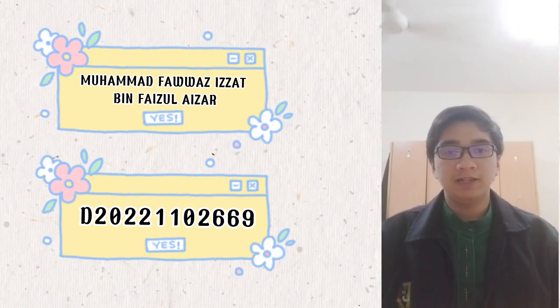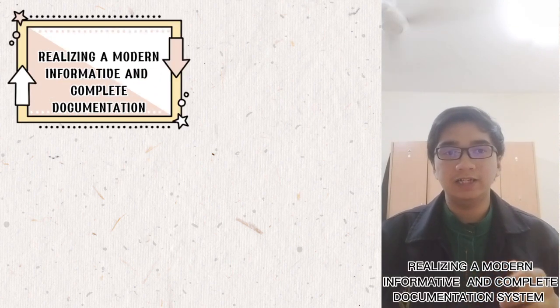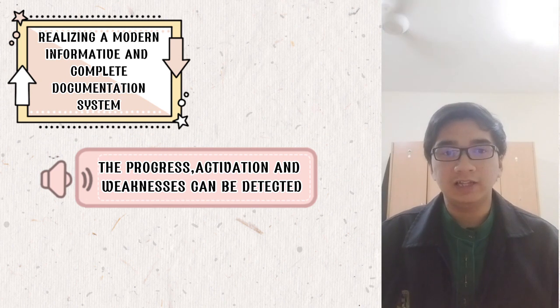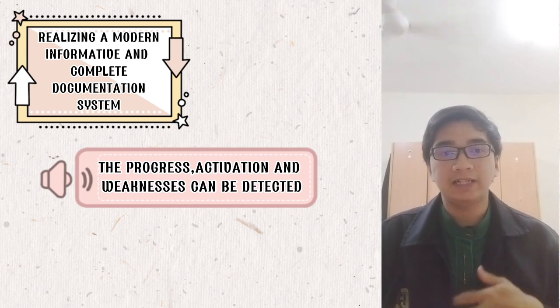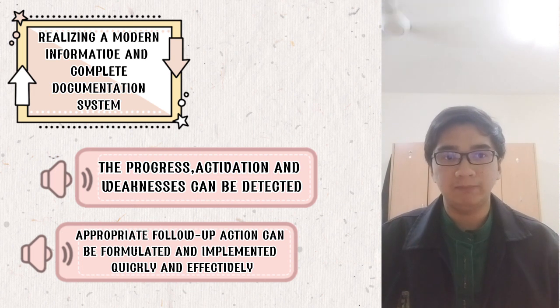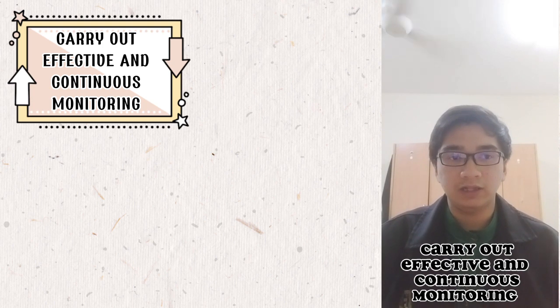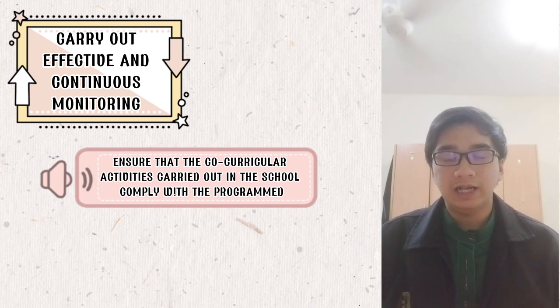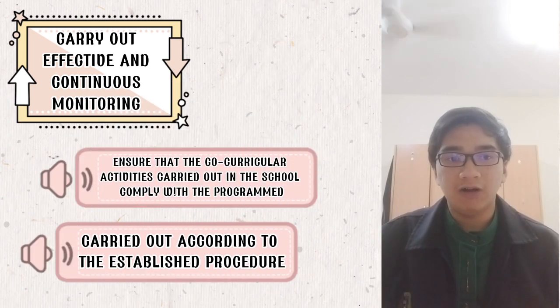Okay, now I want to present the next point. The next point is using a modern, informative, and complete documentation system. Through an updated documentation system, the progress, activation and weakness of an association can be detected, and then appropriate follow-up action can be formulated and implemented quickly and effectively. The next point is carry out effective and continuous monitoring. This strategy is important to ensure that the co-curricular activities carried out in the school comply with the program, carried out according to the established procedure.